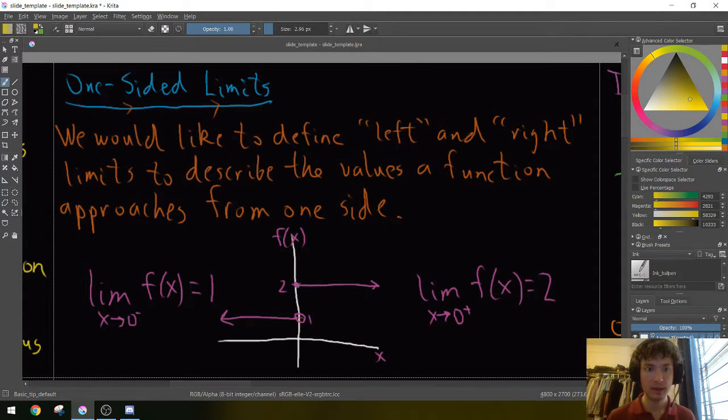But nonetheless, sometimes we'd like to discuss the behavior of functions like this from just one side, just from the right or just from the left. So we'll define the one-sided limit from the right, written as the limit as x goes to 0 with a superscript plus. That means it goes to 0 from above. We'll define that to be 2, since this thing gets close to 2 as you approach from the right. And the limit as x goes to 0 superscript minus, which means from the left, is 1.